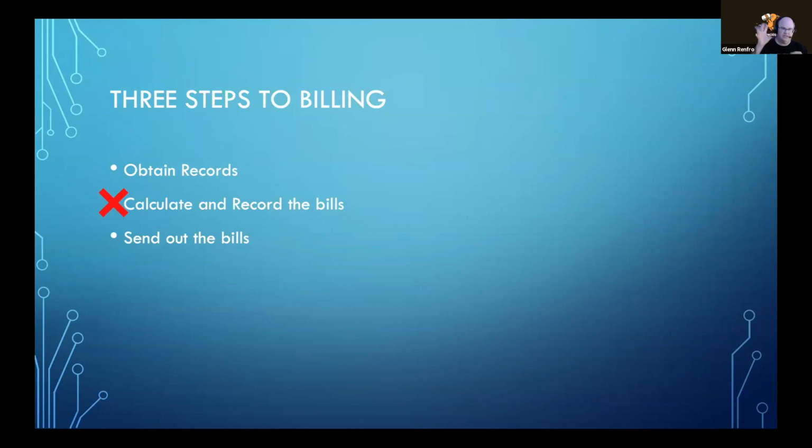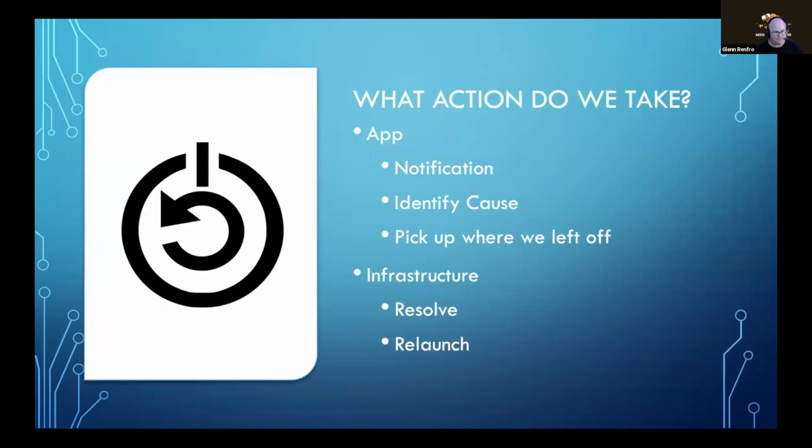So what we're going to do is obtain records. We're going to start calculating the bills, and then it's going to fail. But then what do we do then? How can we, without going in manually and fixing it and resetting the run, maybe automate that process? So what actions do we want to take?